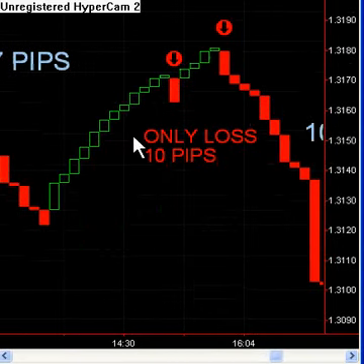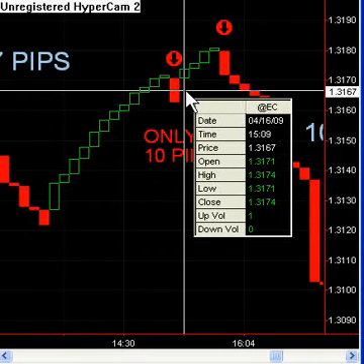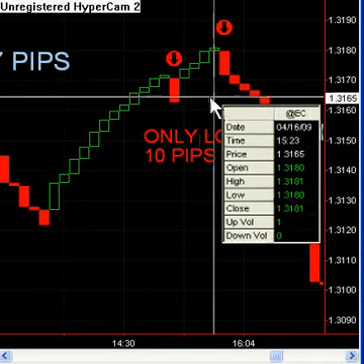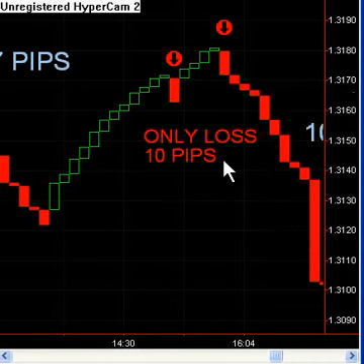This is our only loss that we had right here. We had a red bar that printed, so we opened it up right there, 31.71. Look at the high, everyone. The high was 31.81. It nicked us by 1 pip and tanked. That's how accurate this system is. Our only loss for the day, it nicked us by 1 pip. That's how accurate we are. Okay?